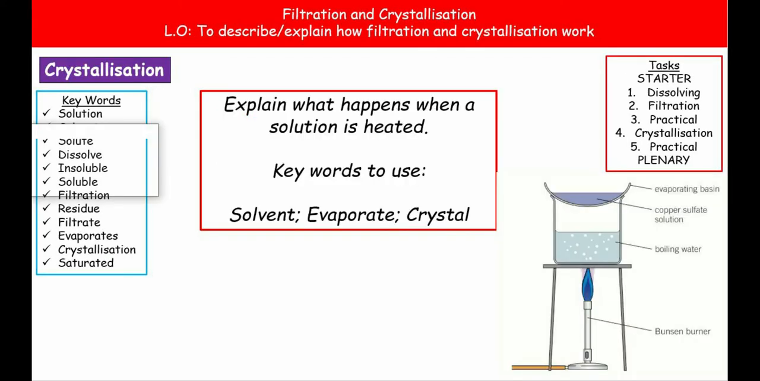Our second separating technique that we need to know about is the process of crystallization. Now we're going to use crystallization where we want to get the dissolved substance back. So what we set up, again, I've given you the equipment in the bottom right corner there. So we've got our Bunsen burner sitting under a beaker of water with an evaporating basin sitting on top of it.